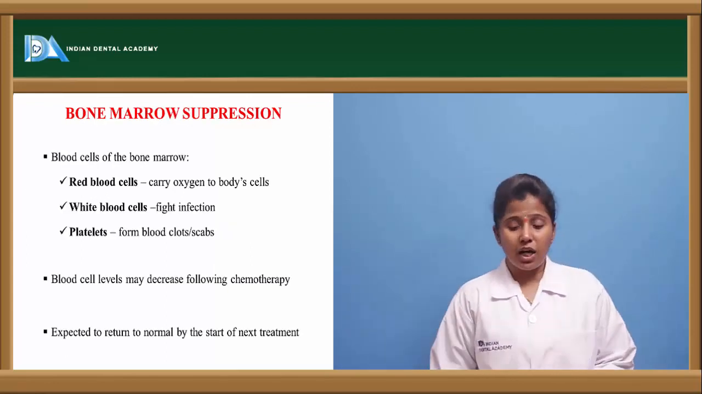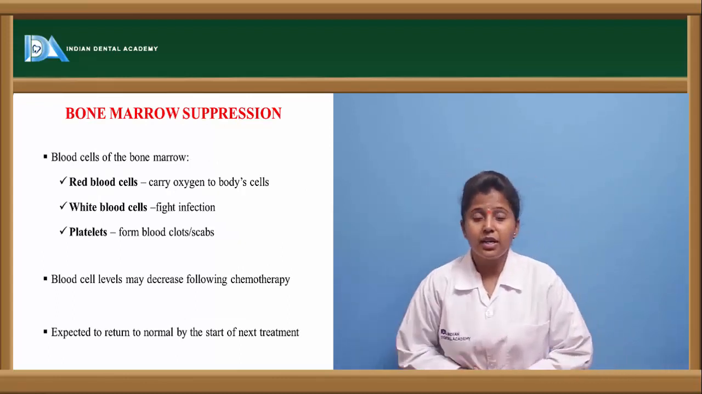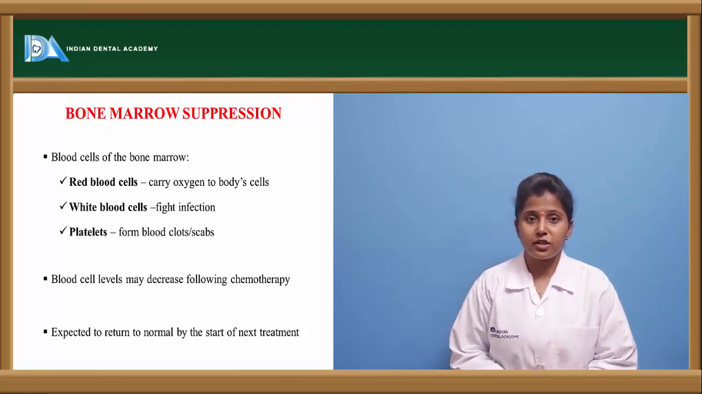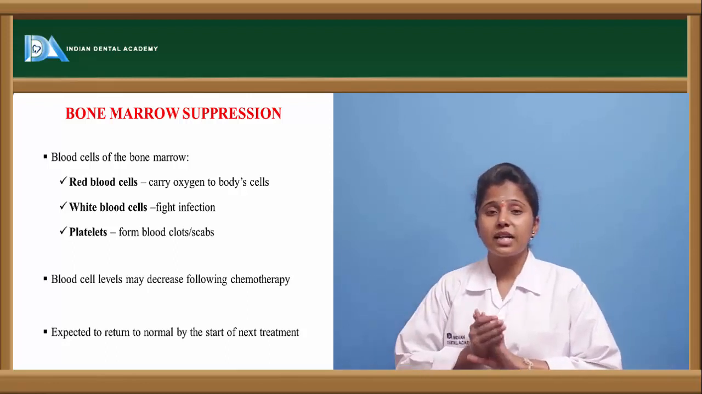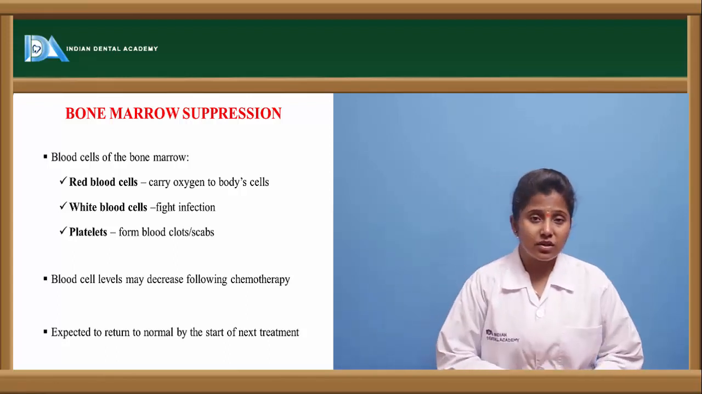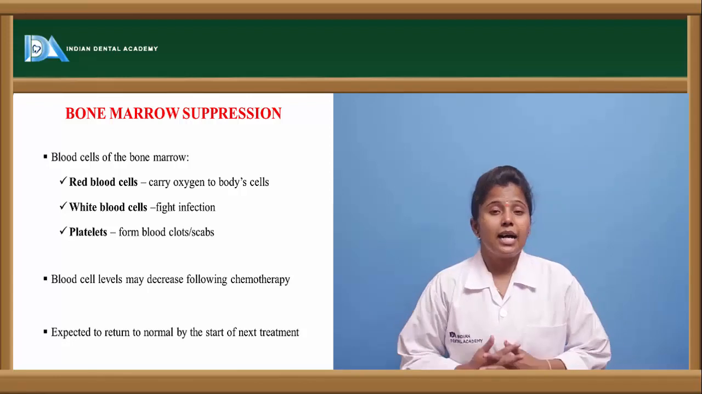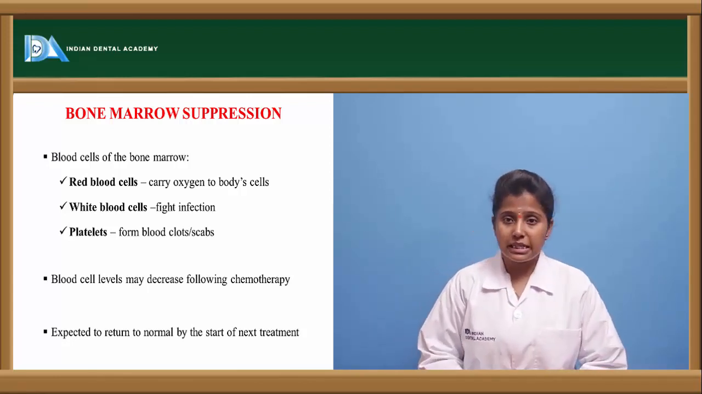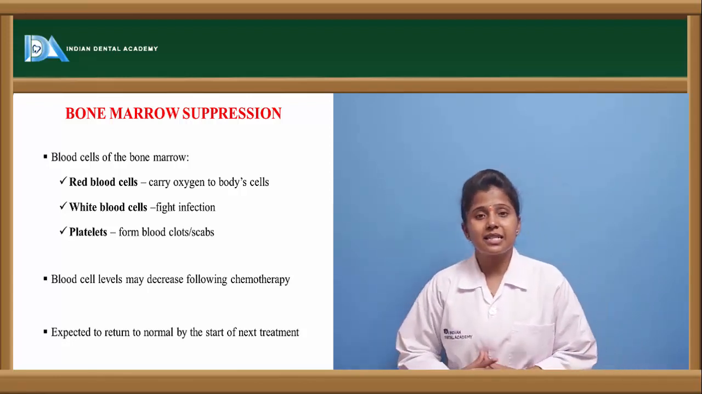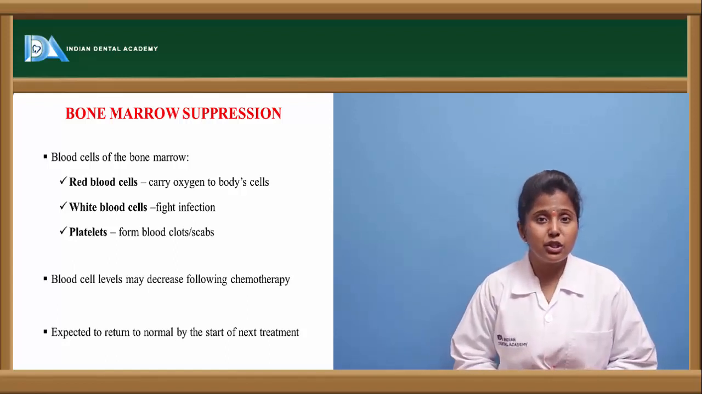Let us see how these side effects affect the patient, and how they can be prevented. The first thing is bone marrow suppression. As I told you, bone marrow is one of the sites where cells are synthesized, like red blood cells which carry oxygen. Red blood cells are among the most important cells present in the blood, as they carry oxygen to the cells. White blood cells are the cells which fight against infection. We can also call these cells the scavengers of the body.